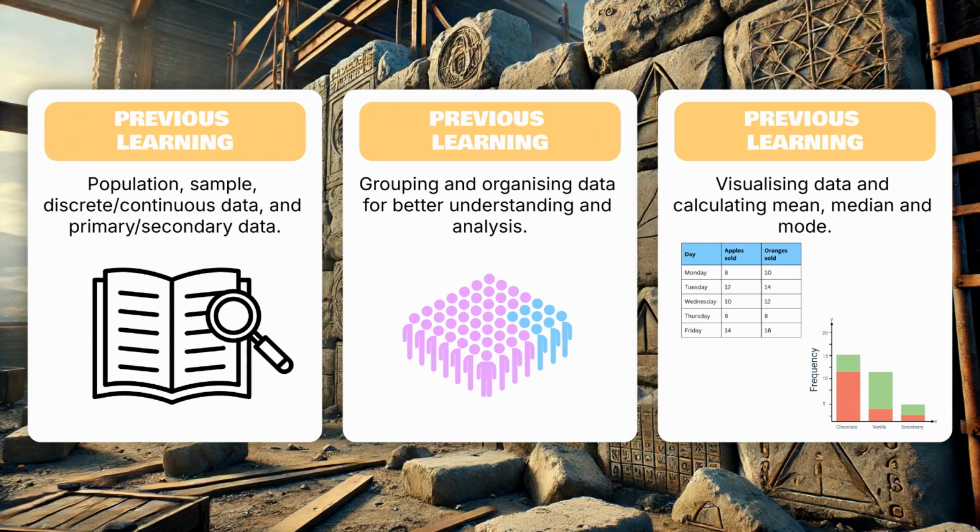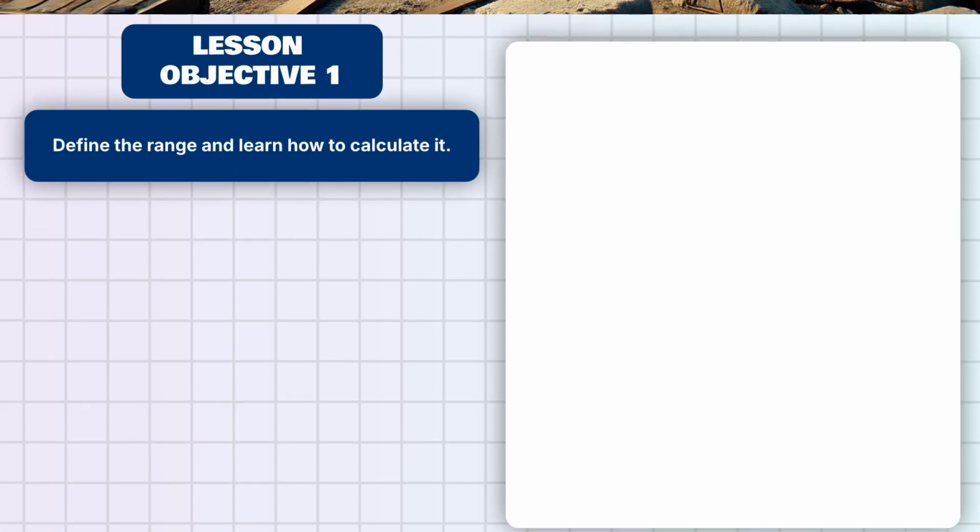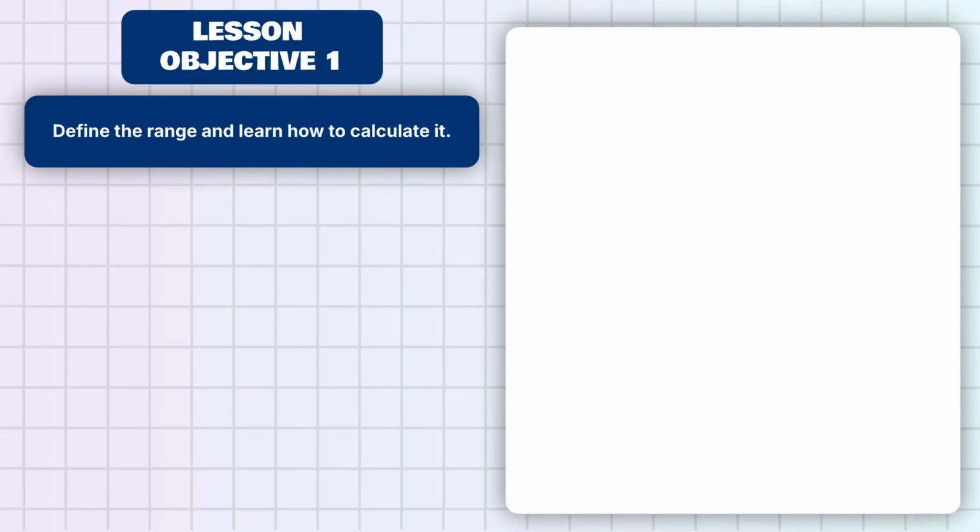With this foundation, we can now explore the concept of the range, which is a measure of how spread out the values in a dataset are. Understanding the range is crucial in comparing different datasets and providing insights into the variability of the data. Let's dive into the new technique for today's lesson, understanding how to measure the spread of our dataset.